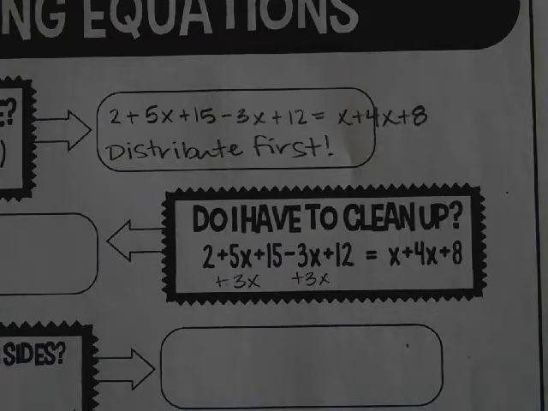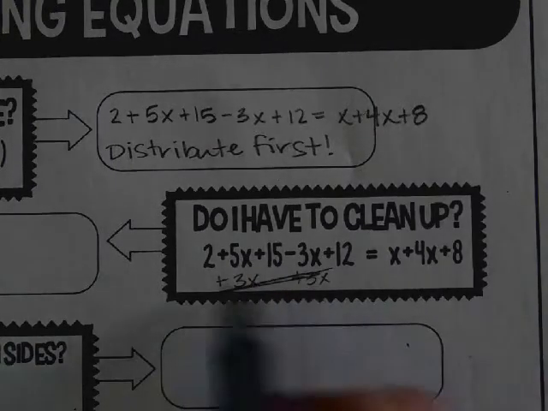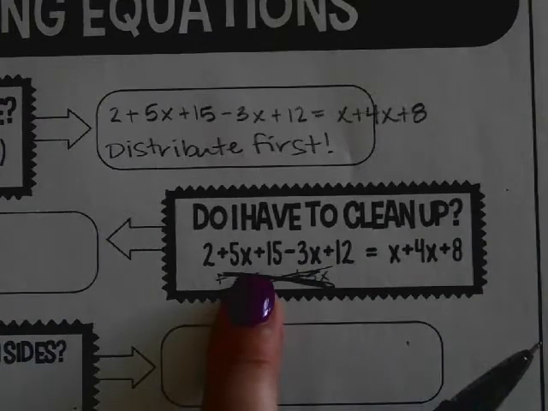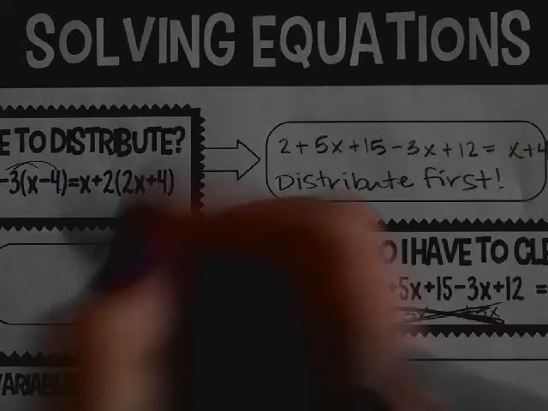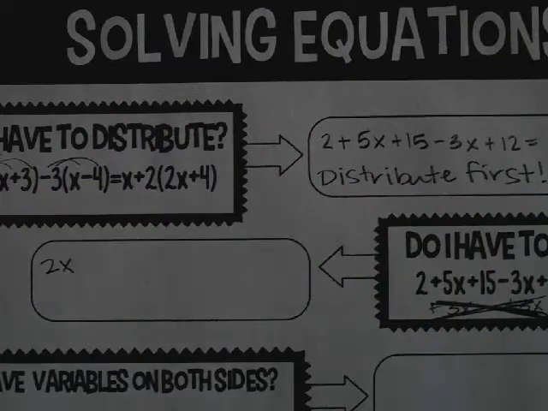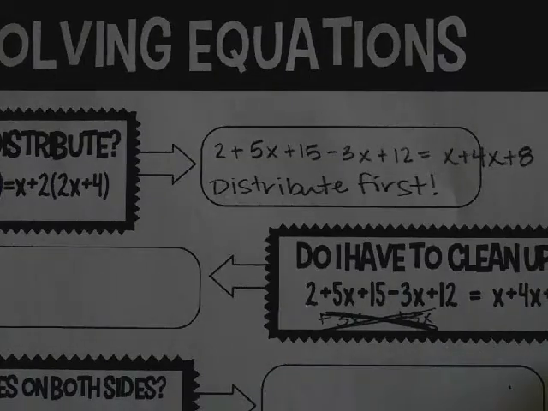No? All right, so we do have to clean it up. This was the wrong thing. If you don't have an eraser, at least X it out so it's not there. All right, so what should I have when I combine like terms? 2x. Okay, so 5x and negative 3x gives me 2x. And then 2 and positive 15 and positive 12 is 29.